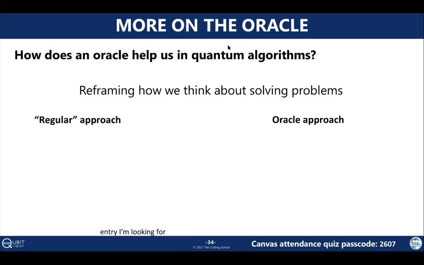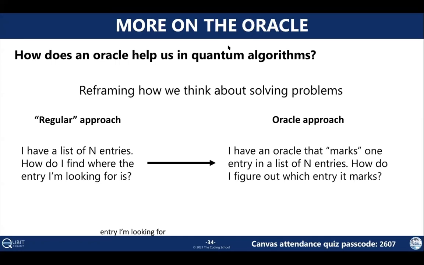So our regular approach is, if I have a list of n entries, how do I find where the entry I'm looking for is? How do I do this? The oracle approach, we don't have to find it. We've already found it. The oracle has found it for us. It's solved the problem already, but we want to figure out which entry it has marked, rather than actually finding this entry. So this is why we say we're doing an amplification rather than a search sometimes.